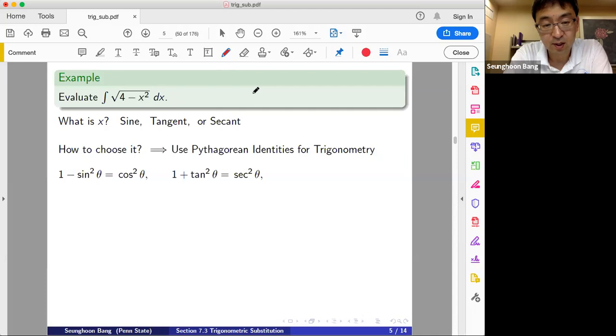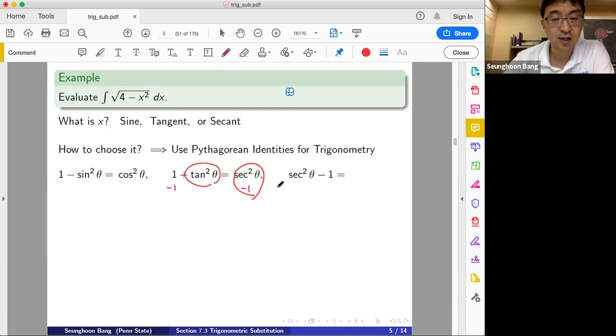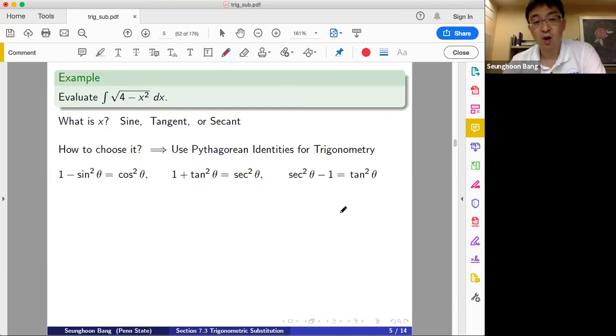Oh yeah, secant square. What's the secant square minus 1? Yep, tangent, because subtract 1 from both sides. Secant square theta minus 1 is exactly tangent square. So we have it.